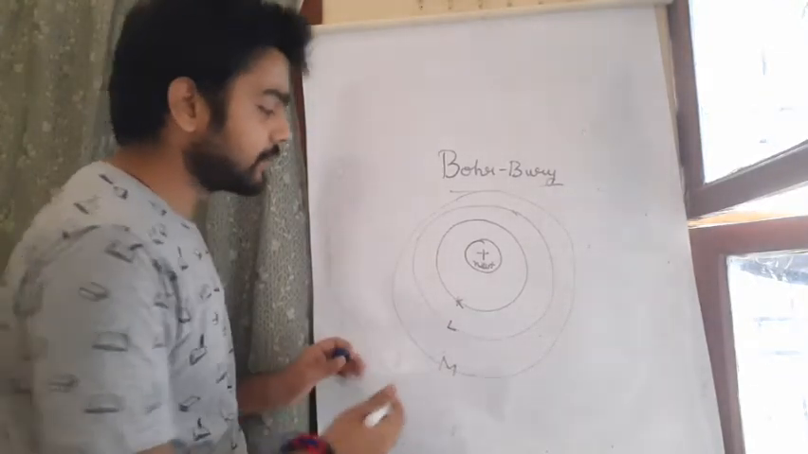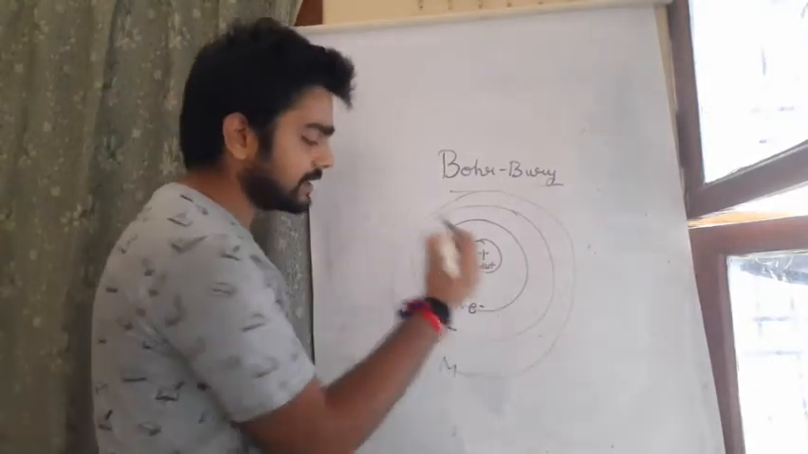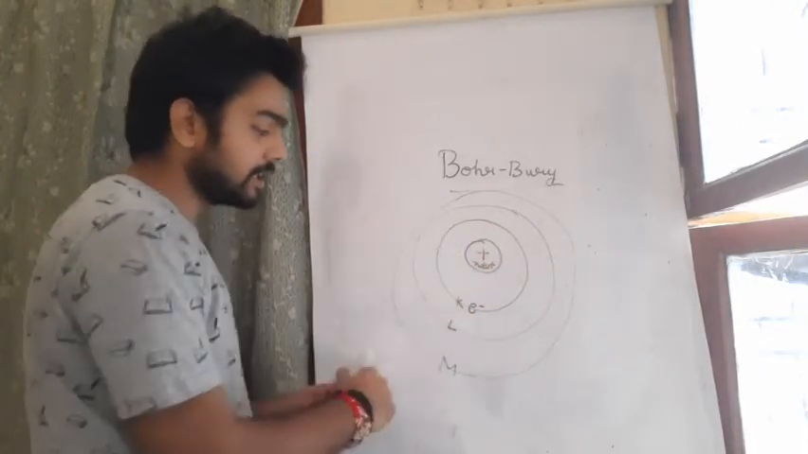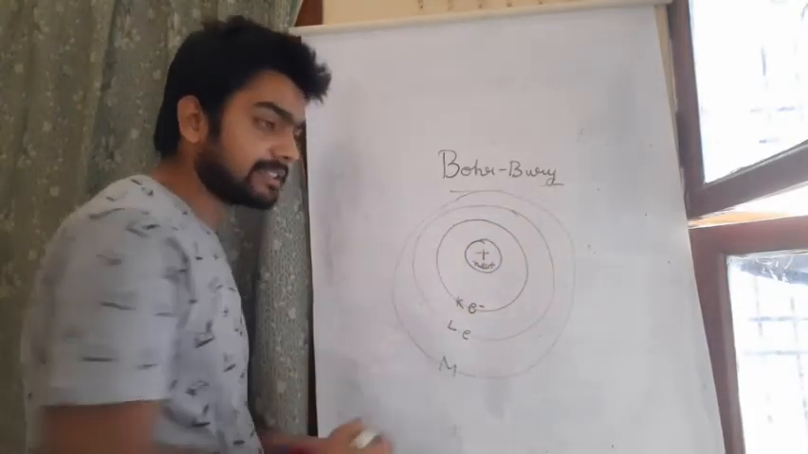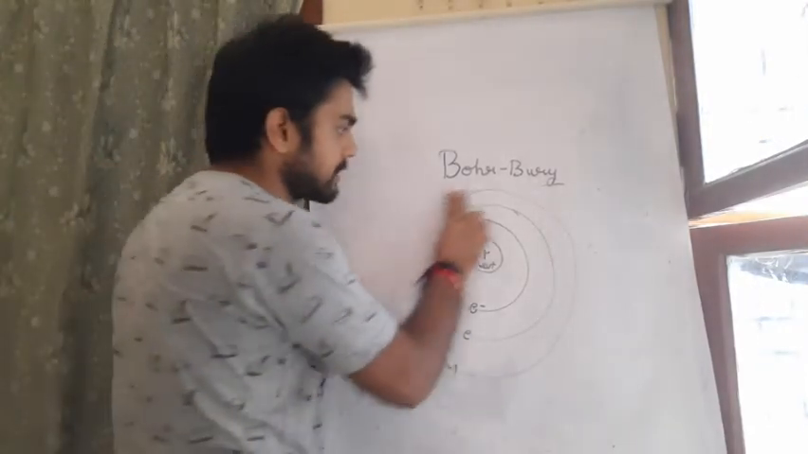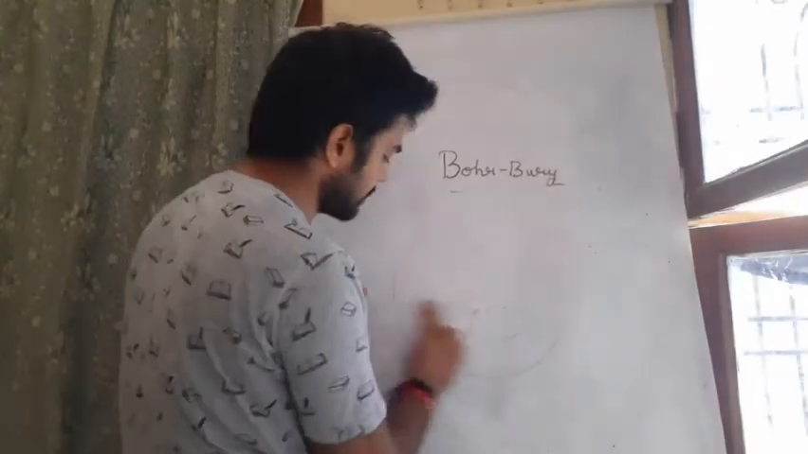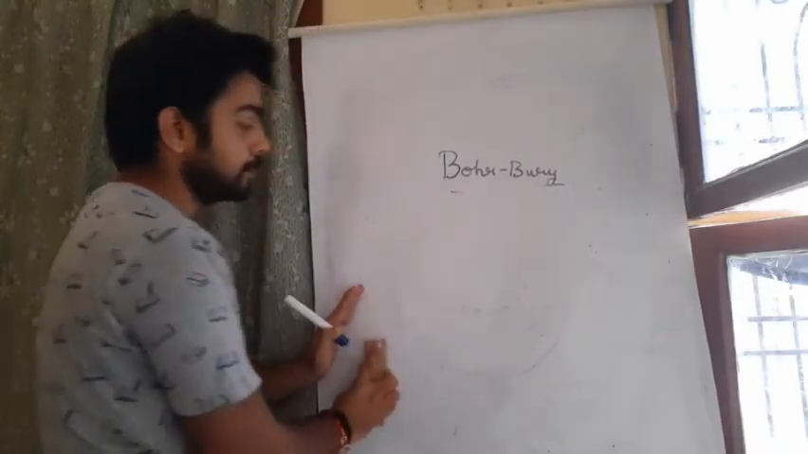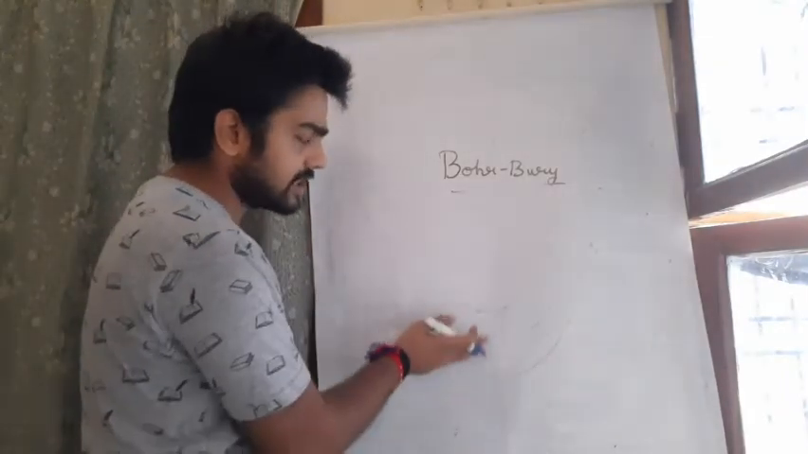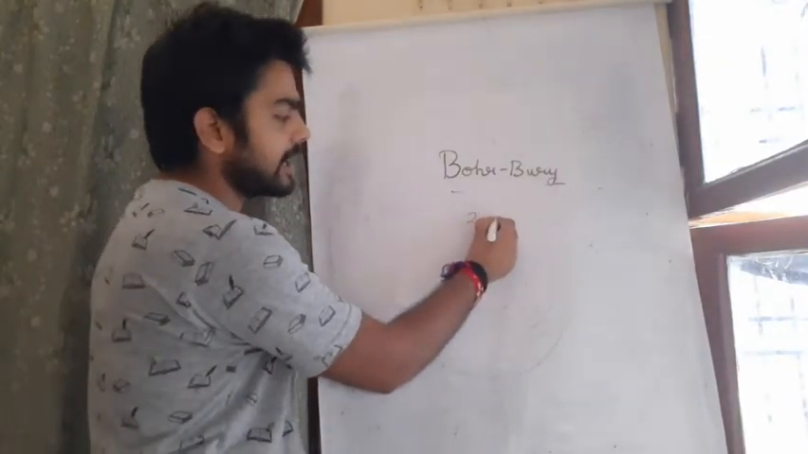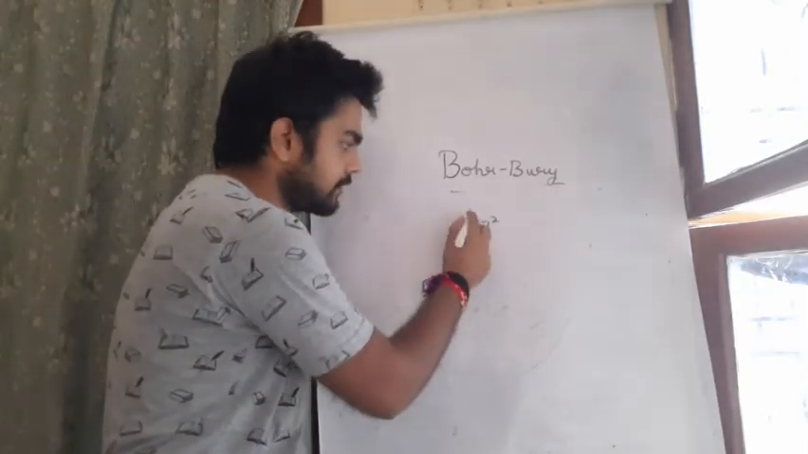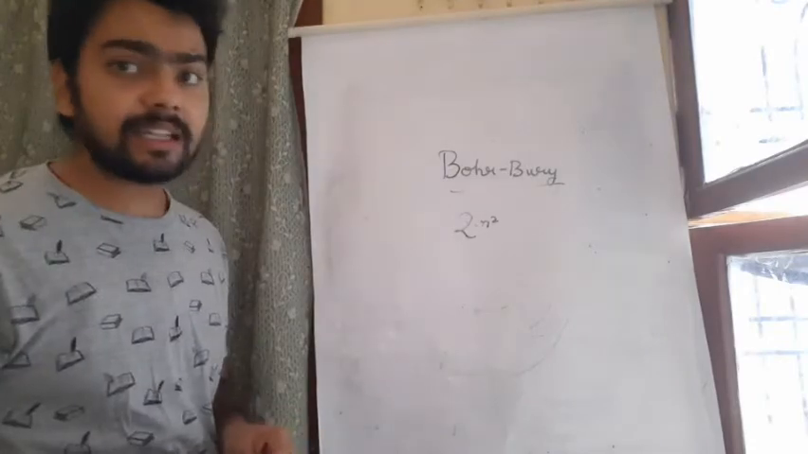And each shell has fixed energy. That is, if an electron is in the first shell, then it will have fixed energy and it will revolve in this only, in L also, and similarly in M also. So this explains stability of an atom, that each shell has fixed energy. After this the Bohr-Bury scheme also came. According to it, each shell can contain 2n square number of electrons, where n is the number of the shell.